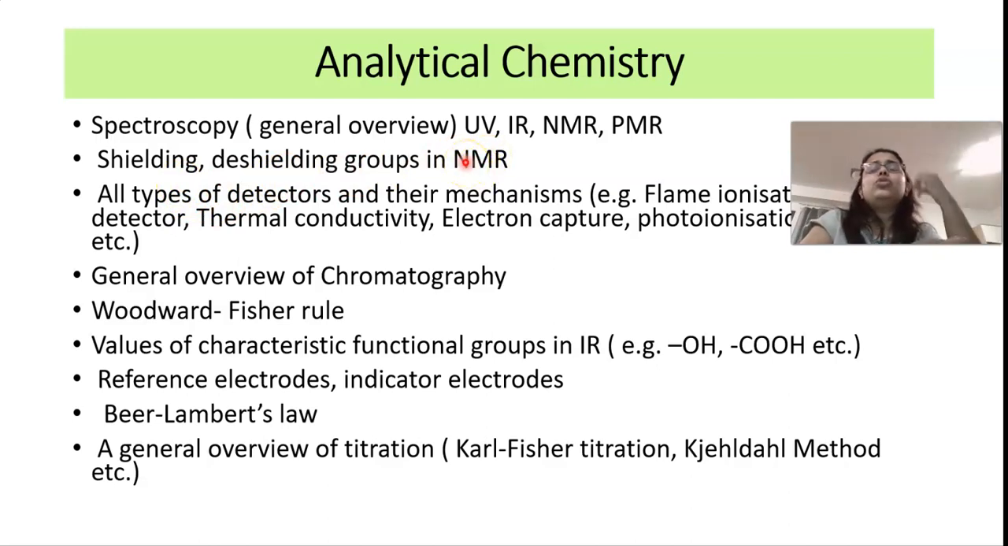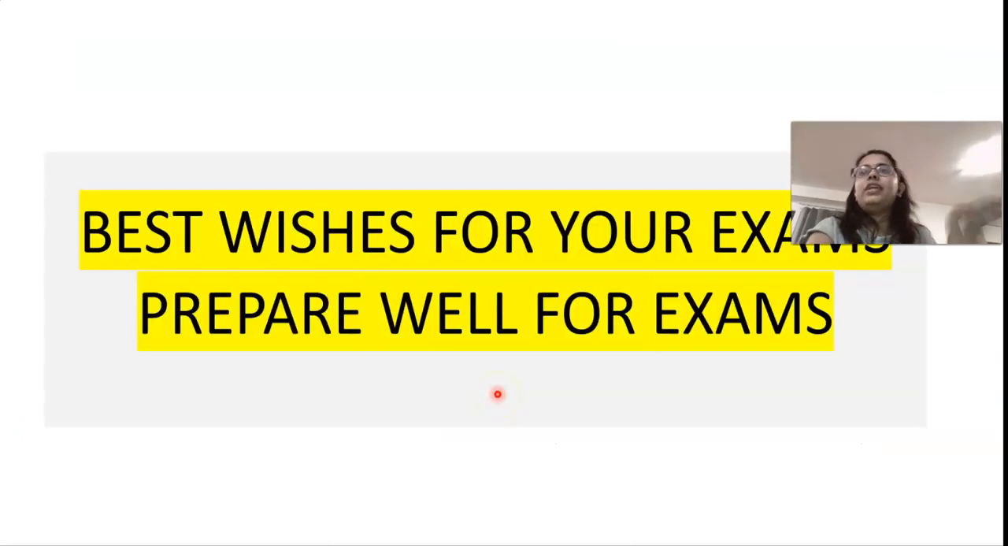In UV also you have to go through the Woodward-Fieser rule, that is very important. Then chromatography, types of chromatography, then functional groups and their IR values, that is wavelength values, so you have to learn the complete functional group table. Beer-Lambert's law, what is Beer-Lambert's law, and different types of indicators.